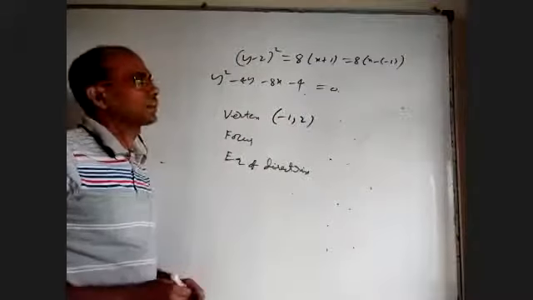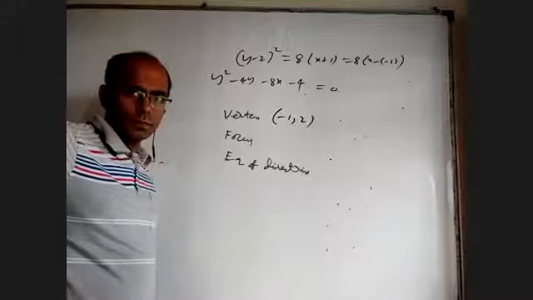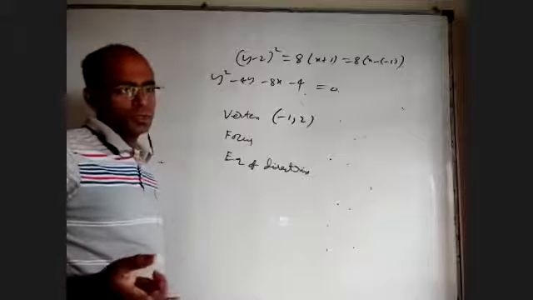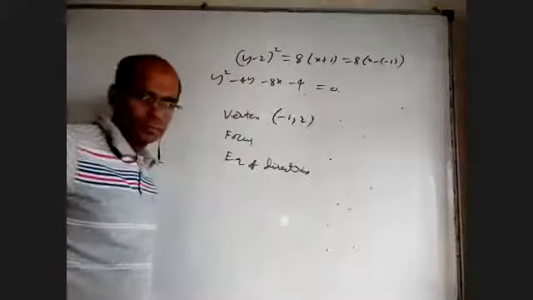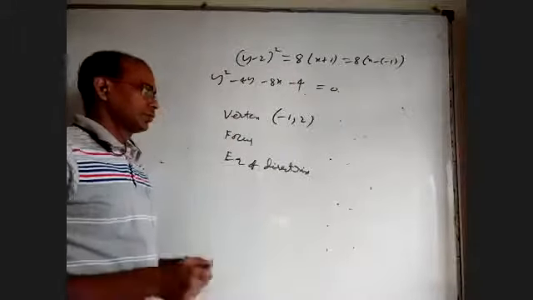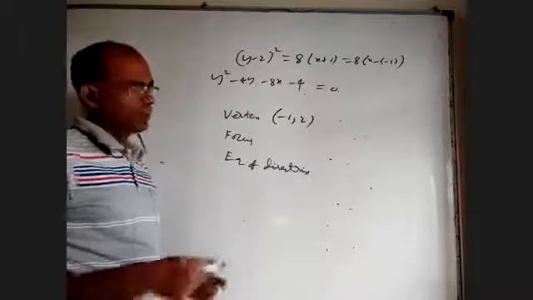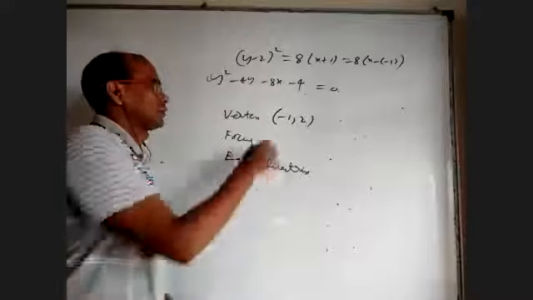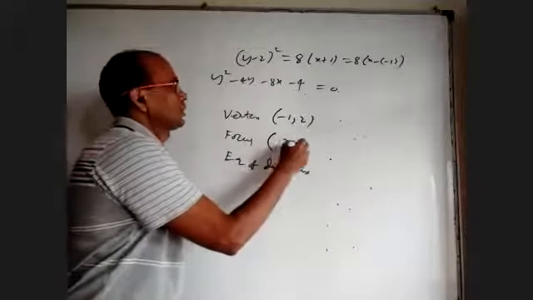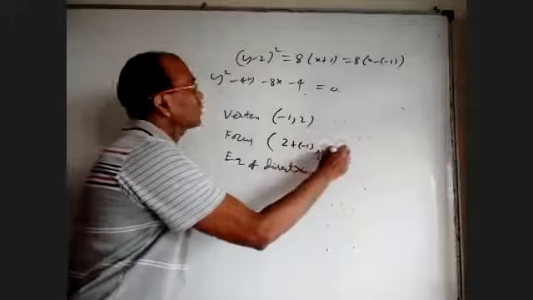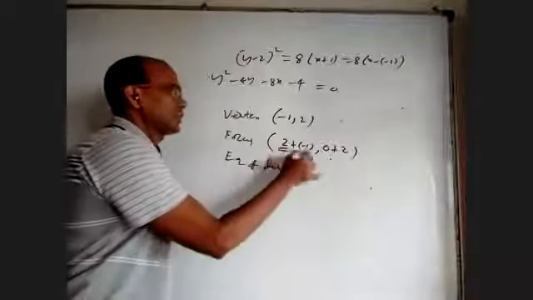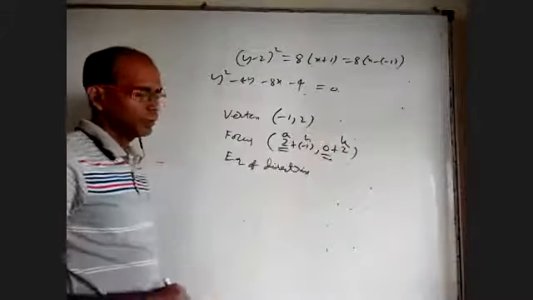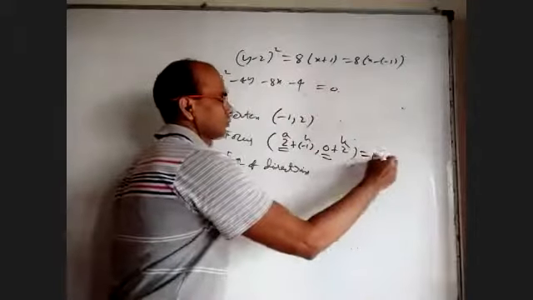And the focus? 2 comma 0. Normally a comma 0 when y square is equal to 4ax, but this is already a translated version. So we have to add this h and k: 2 plus minus 1, 0 plus 2. Normally a comma 0, this is h, this is k, and this is a. So which is 1 comma 2.